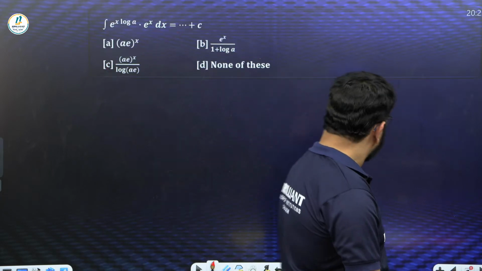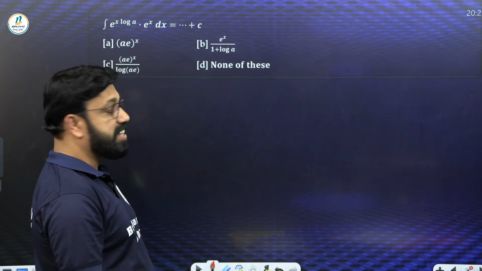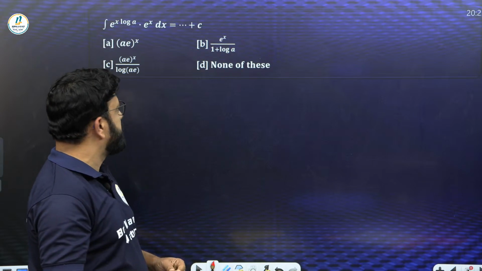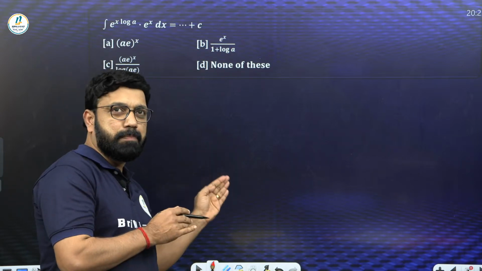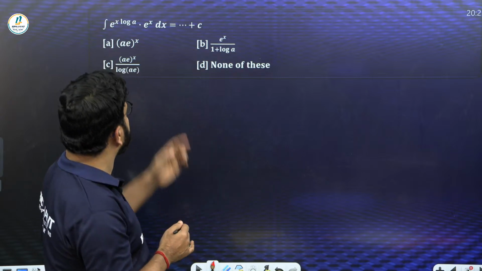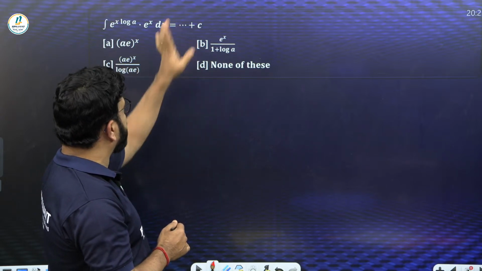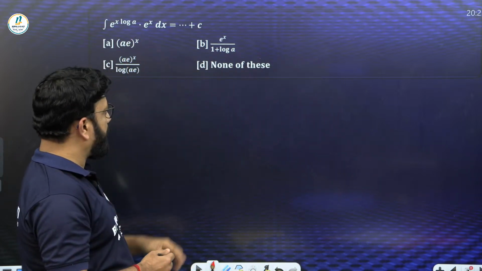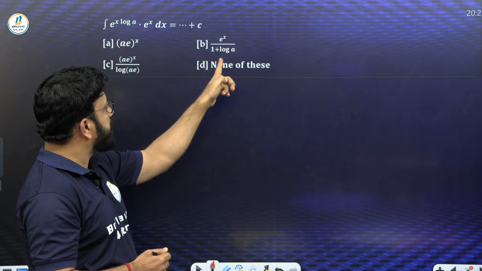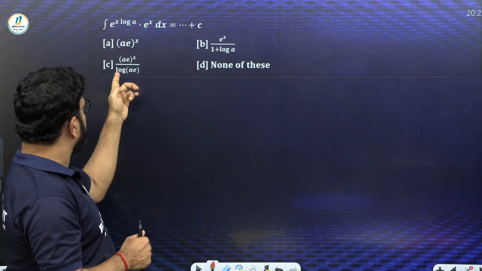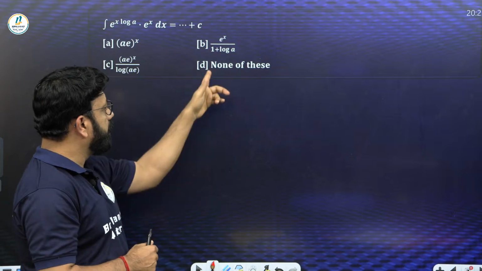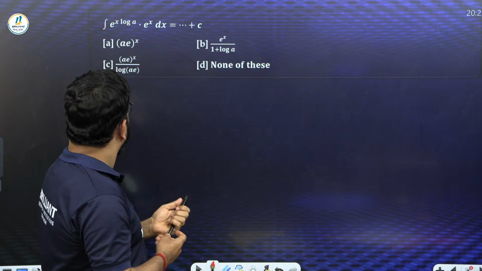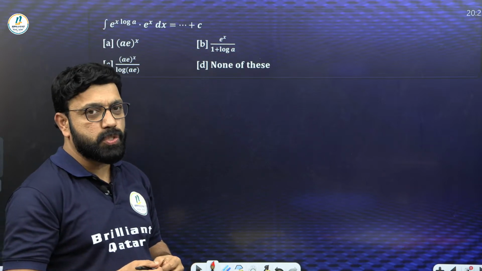See, a different type of question. Integral of e raised to x log a into e raised to x dx equals dash plus c, the last constant is there. What is the integrating function, or after integration what will you get? What is the capital F of x? Options are there. A: e power x, or B: e raised to x by 1 plus log a. C: a e raised to x by log a. D: none of these. How can we do that question? e raised to x log a into e raised to x dx.